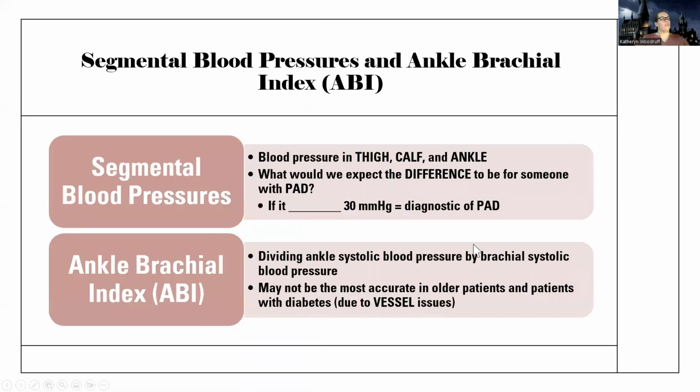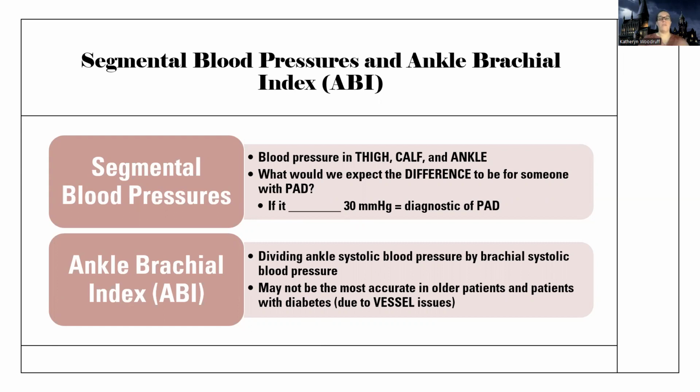All right, so the segmental blood pressures. What you want to think about here is that this is a procedure where we're going to take a blood pressure in the thigh, in the calf, and in the ankle. For someone with PAD, what's going to happen is that you're going to notice a drop in pressure from the thigh to the ankle. A difference of greater than 30 millimeters of mercury from their thigh to their ankle is diagnostic of PAD.